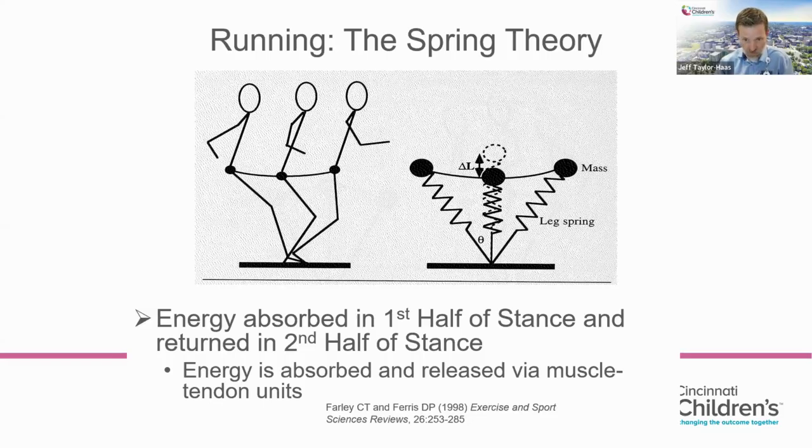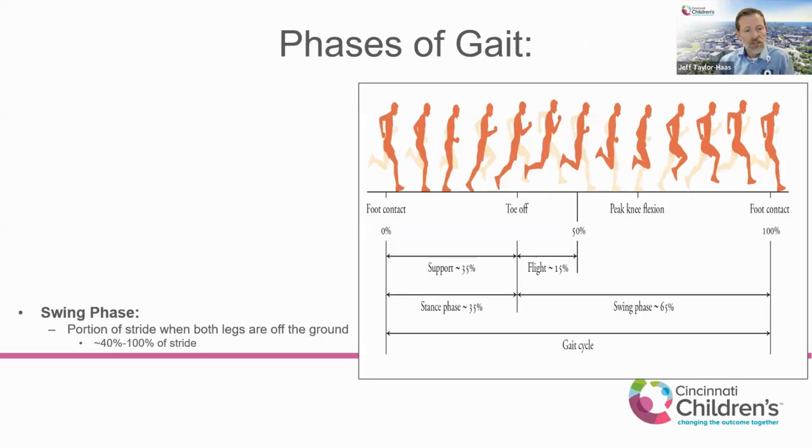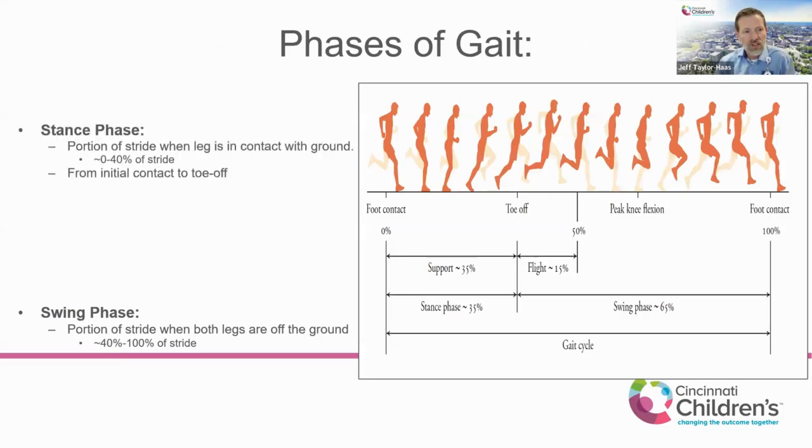If it was just up to muscles to generate enough force and we didn't have tendons, we wouldn't be able to run efficiently, and we wouldn't be able to run for very long, if at all. So let's look at the different phases of gait.